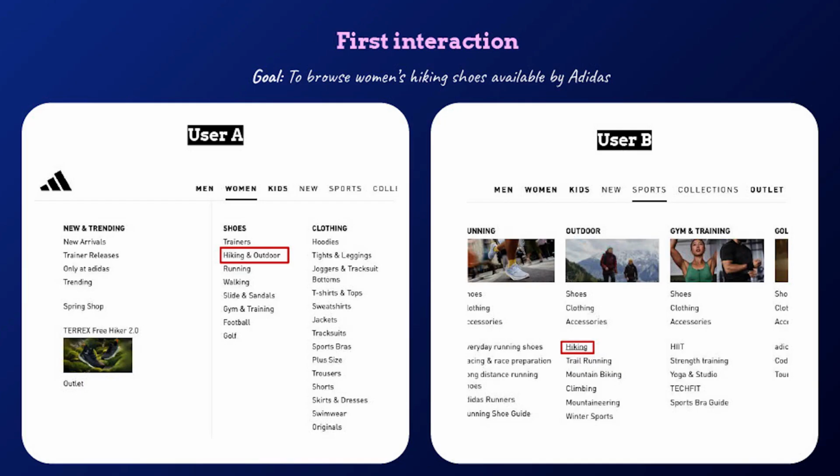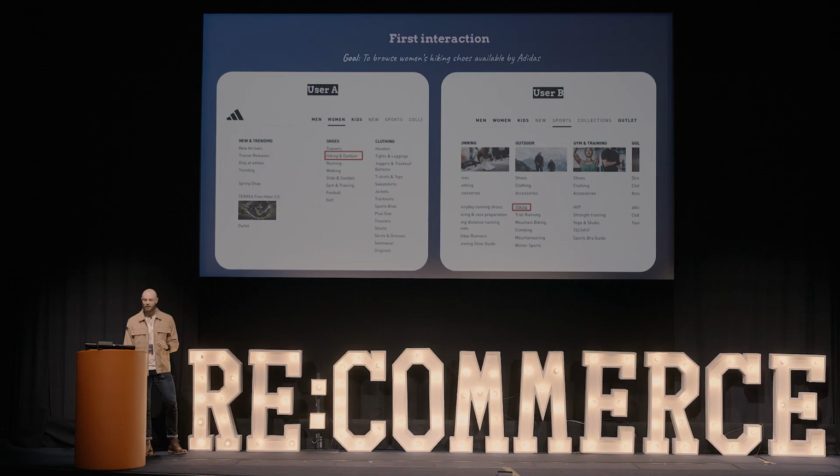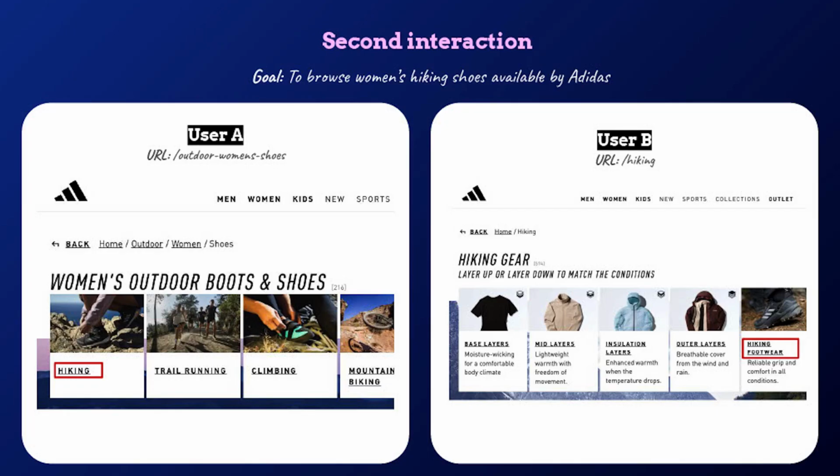Because I struggled explaining that, I have a visual representation. So on the left, we have user A and user B, both of whom are trying to get to women's hiking shoes available by Adidas. I've picked this example because it's quite lengthy, to be honest. If I picked running shoes, this would just be one slide, and I was cautious that I was not going to meet the time. So we have user A and user B. On the left-hand side, they're clicking on hiking and outdoor under the women's category, the women's department. And then user B is going sports and then clicking on hiking.